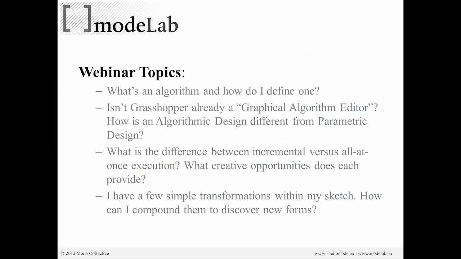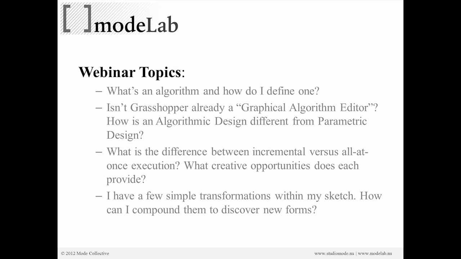Okay, so let's get on to the webinar content. What exactly are we going to cover today? So the topics for today's webinar are: what's an algorithm and how do I define one? And if you have some experience using Grasshopper, you might have a question such as, isn't Grasshopper already a graphical algorithm editor? And how is algorithmic design different from parametric design? And how does that fit into the paradigm of Grasshopper? What is the difference between incremental versus all-at-once execution? And what creative opportunities does each provide?